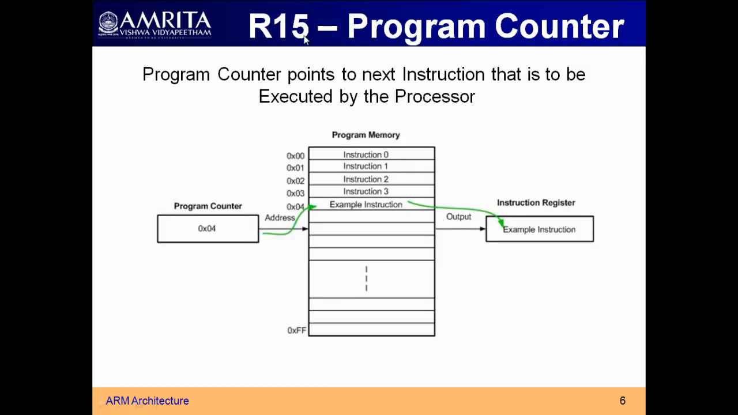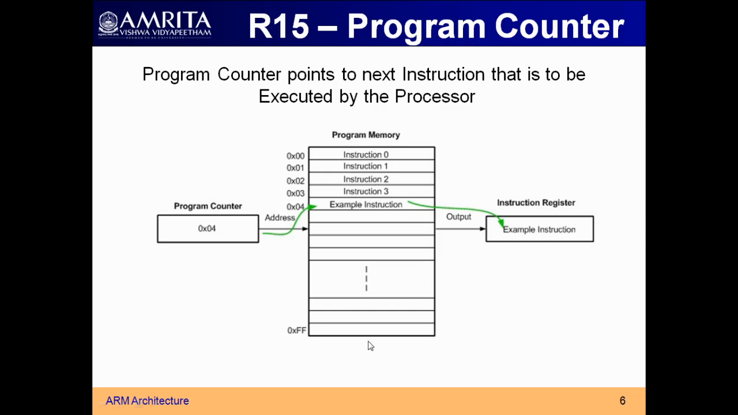Then R15 also has a special function. It is known as the program counter. What does the program counter do? The program counter points to the next instruction that is to be executed by the processor. It points to the next instruction.